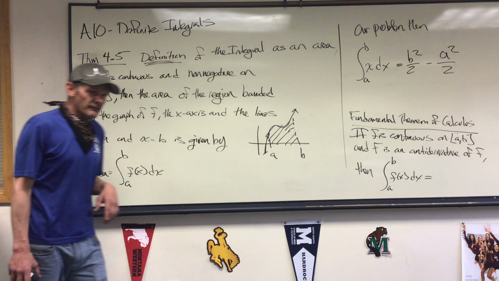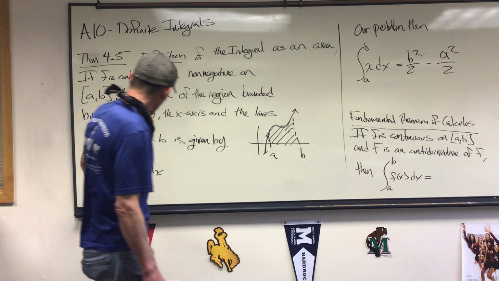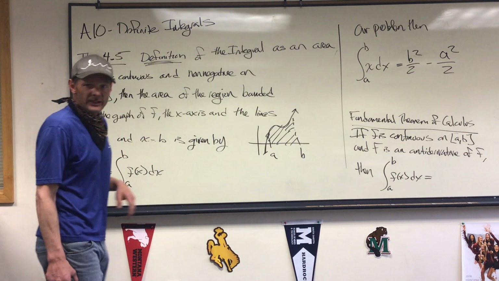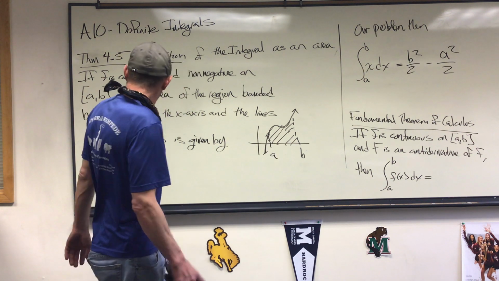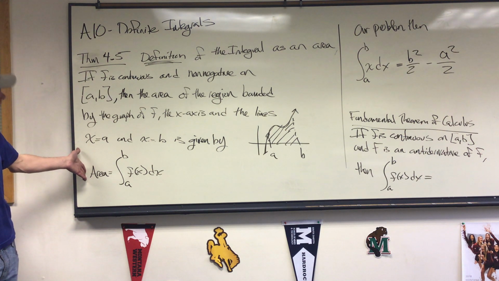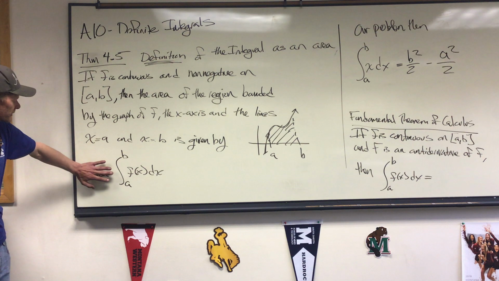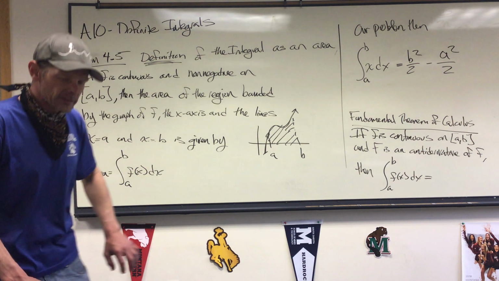The indefinite integral, remember, was just giving us antiderivatives. When we evaluate a definite integral, we're going to get a number, right? We're going to get an area. So they're very different. Okay, so this is just a definition. It says we're going to define area, or this is area, if the function is non-negative on the interval and continuous.